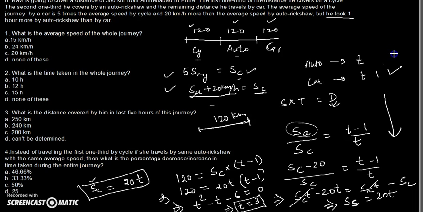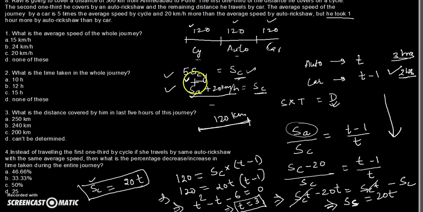Now if t is equal to 3 hours, you know that car took 2 hours. Also, you will notice the speed of the car is 5 times the speed of the cycle.